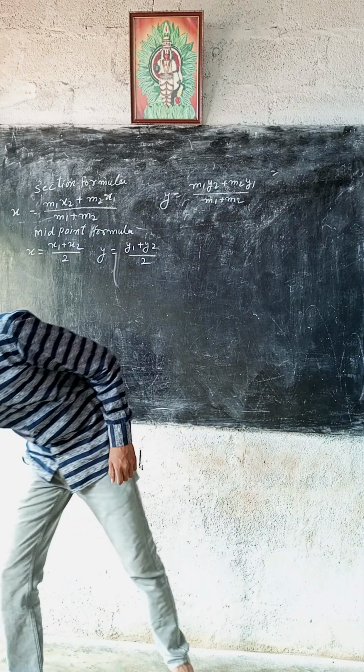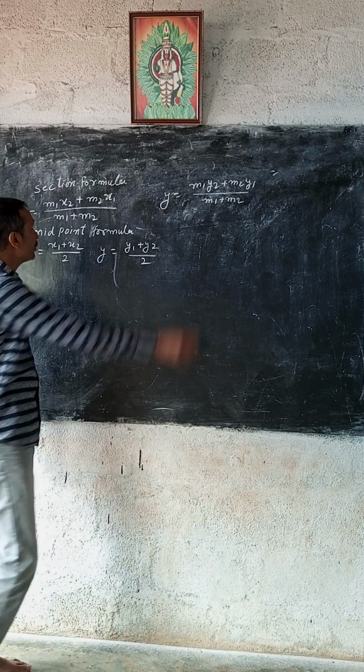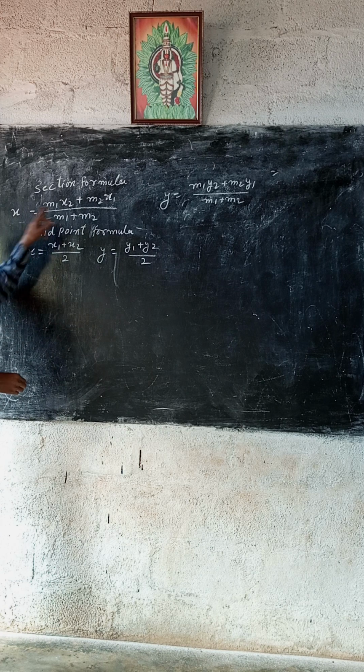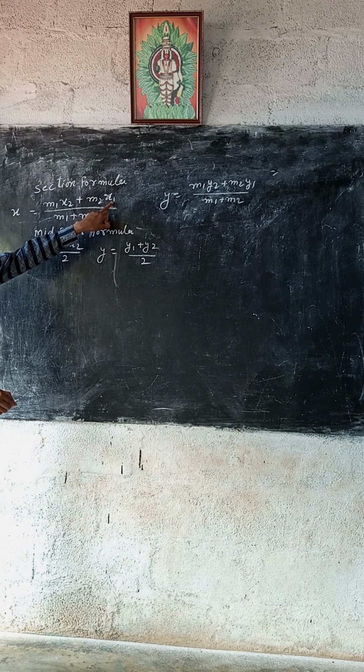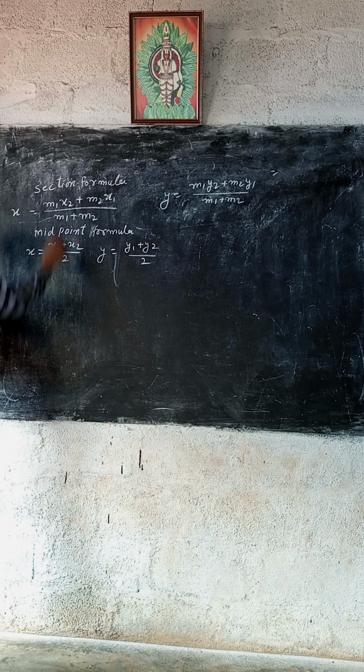Today we are going to learn the section formula. That is, x is equal to (m1 x2 plus m2 x1) by (m1 plus m2). What are m1 and m2?